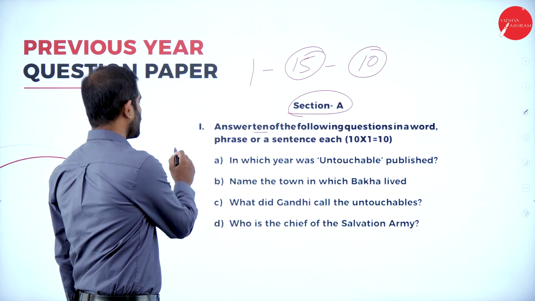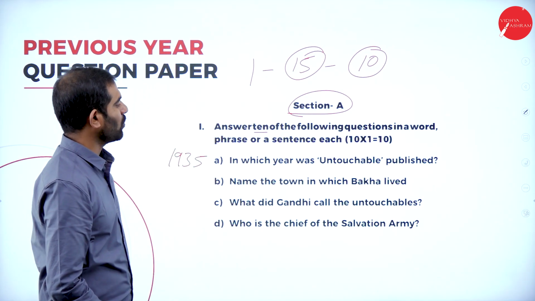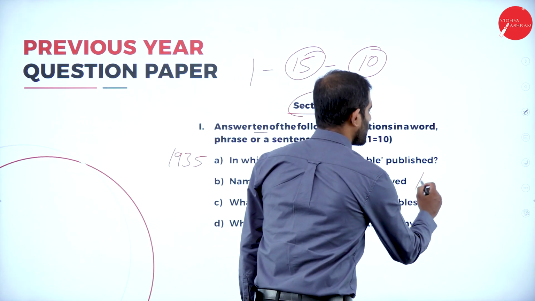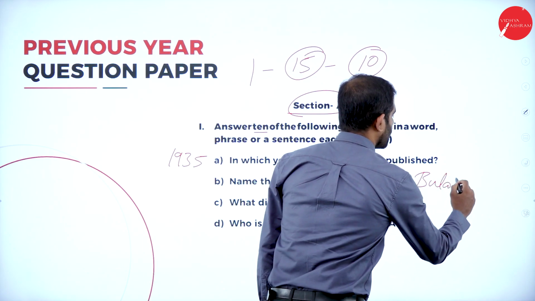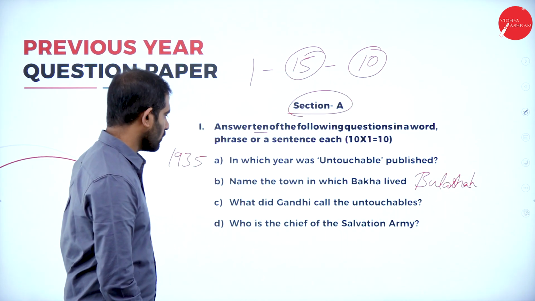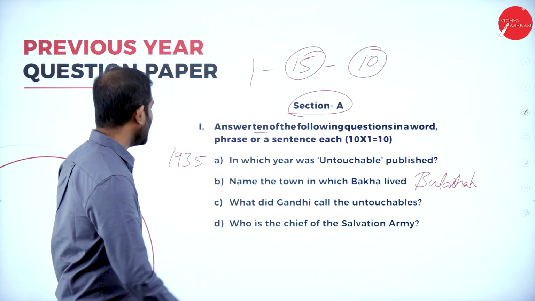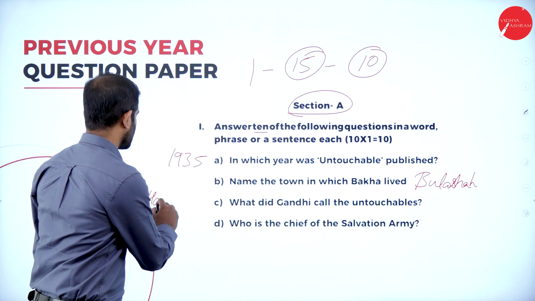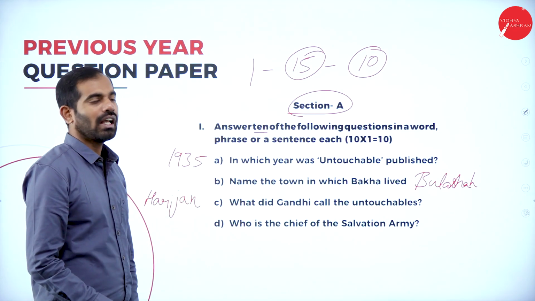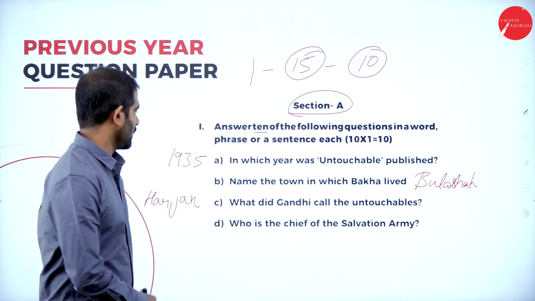In which year was Untouchable published? It was published in the year 1935. Name the town in which Bakha lived. He lived in the town Bulashah. This is the imaginary town. What did Gandhi call the untouchables? He called them Harijan, and Harijan meant the people of God.